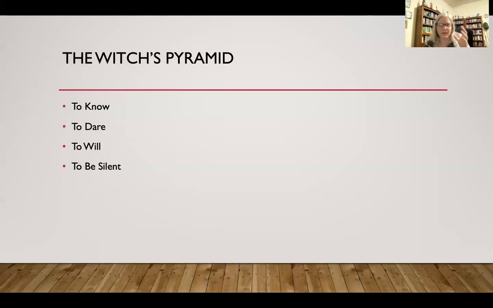So there's this construct, and you can go really, really deep in this. Like I said, this is a super fast introduction, but I'm giving you enough that if you want to take it and continue to work on it, you will find layers upon layers upon layers in this stuff. The Witch's Pyramid has these four sides. So there's to know, so you pull in the knowledge of what it is that you are going to manifest and how you need to manifest it.